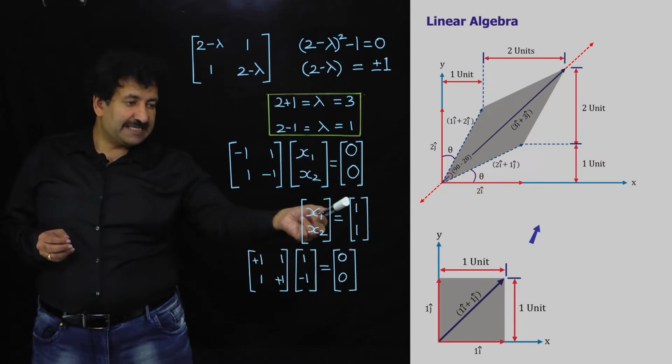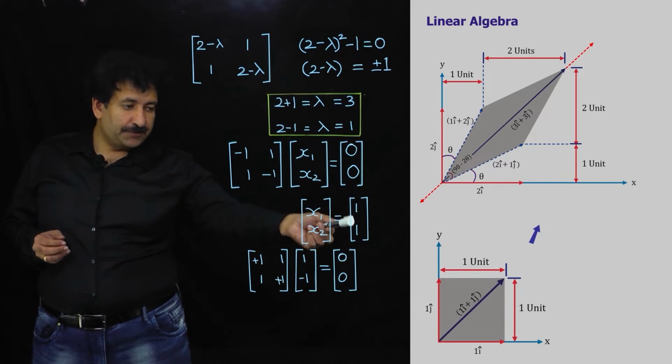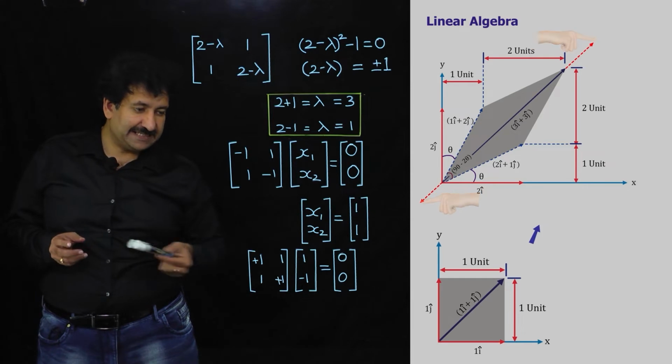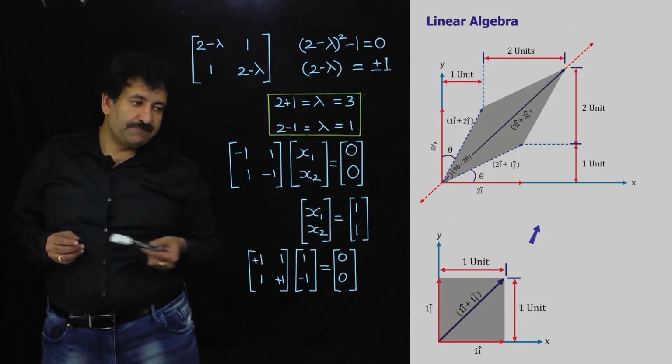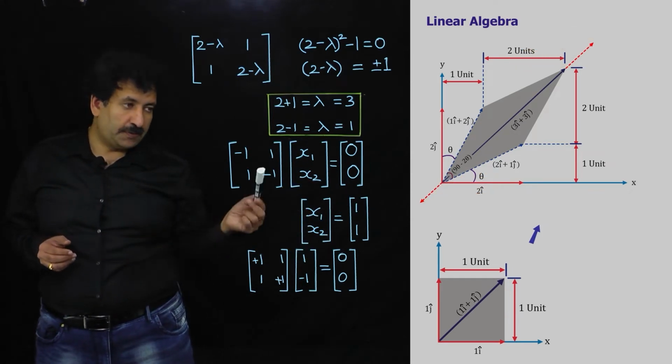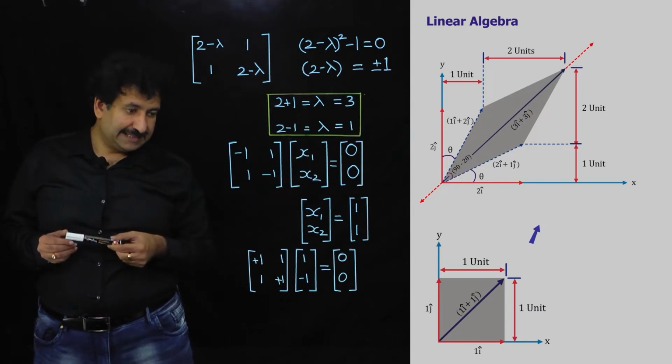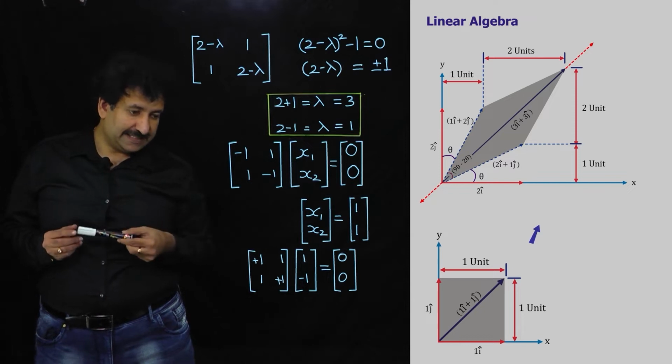And since it's a unit vector, it can be normalized. It can be 1 by root 2, 1 by root 2. Of course, here we are seeking only the span of the eigenvector, so it is 1, 1. And in terms of slope also we will interpret, and in terms of diagonal scaling also we will interpret this.